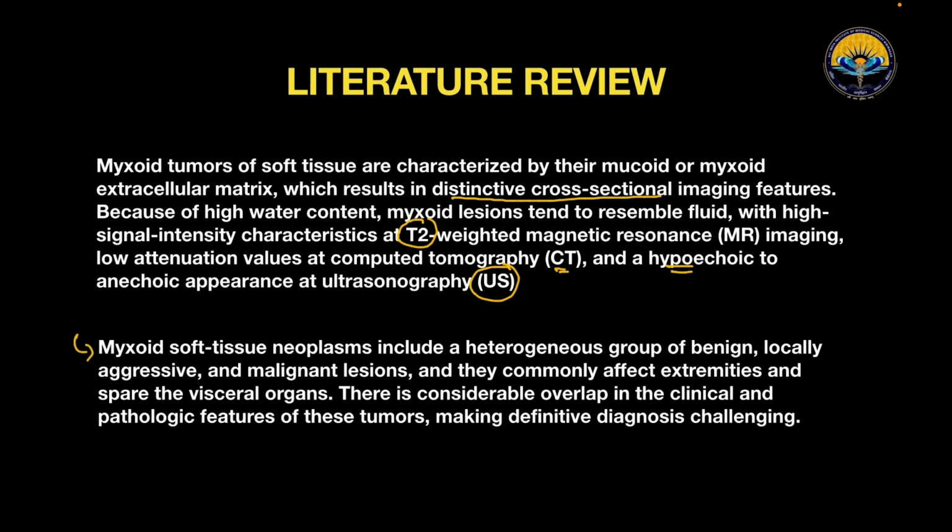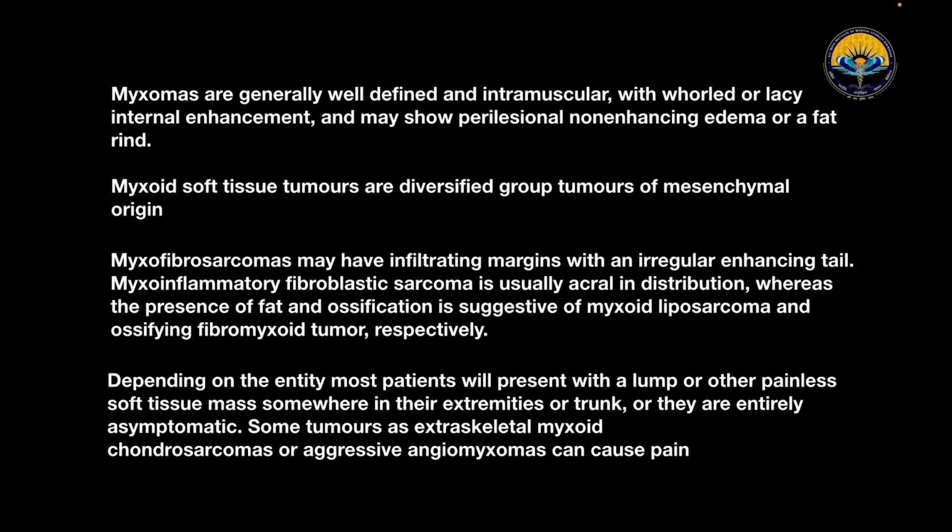Myxoid soft tissue neoplasms include a heterogeneous group of benign, locally aggressive and malignant lesions, and they commonly affect the extremities and spare the visceral organs. There is considerable overlap in the clinical and pathological features of these tumors, making definitive diagnosis challenging. Myxomas are generally well-defined and intramuscular with whole or lacy internal enhancement and may show perilesional non-enhancing edema or fat rind. Myxoid soft tissue tumors are a diversified group of tumors of mesenchymal origin.